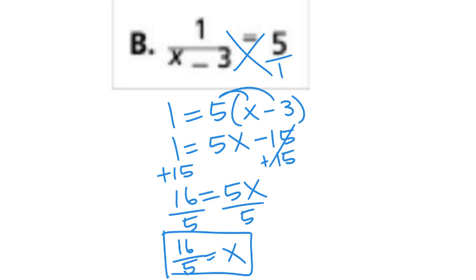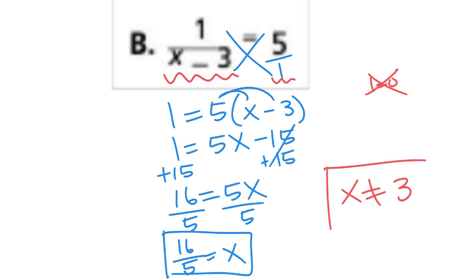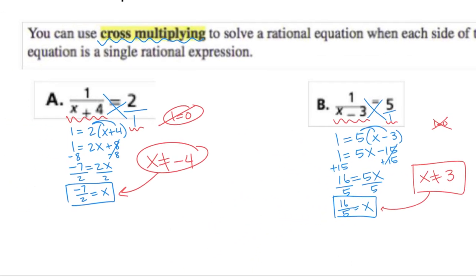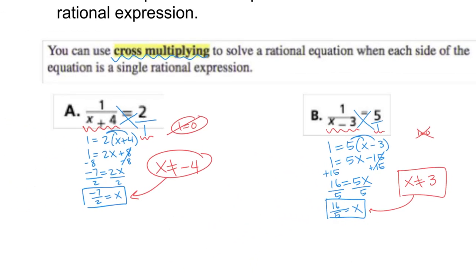So let's double check the bottoms of our fractions. X minus 3 would tell me x cannot equal +3. And the bottom of this 1 equals 0 really doesn't tell me anything about x again. So we made sure that our answer did not include +3, so we are good with the answer of 16 over 5. And here's both of those problems if you need to look at them one more time.